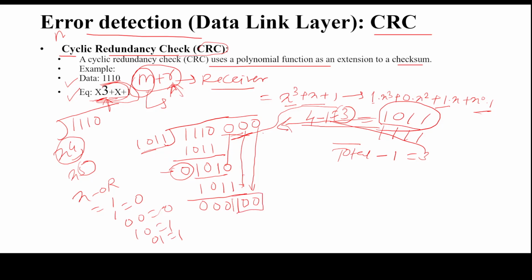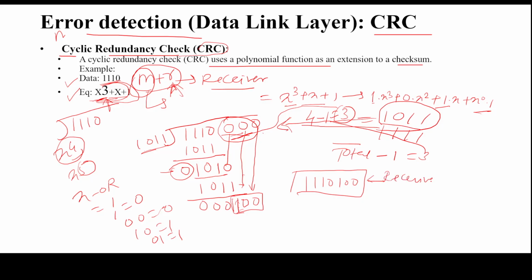Okay, 1 0 0. So 1 0 0 we need to append with the data, because we have added 3 zeros, that is our appended values. So while sending, the last 3 digits we have to append with the original data. So our data now will be 1 1 0 1 0 0. So that data we are going to send to the receiver.